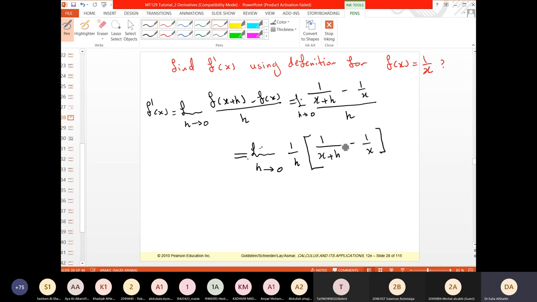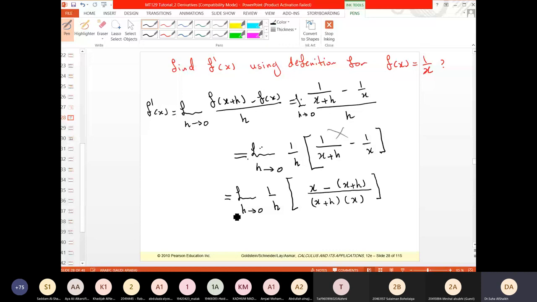Now we will unify the denominators. So this equals the limit when h goes to 0. The 1 over h outside, we have not dealt with yet. We unify the denominators for this amount here. Now the common bottom is the multiplication of the two, x plus h times x. We do cross multiplication. This will be x minus 1 times x plus h, and I don't forget to put it in a bracket.